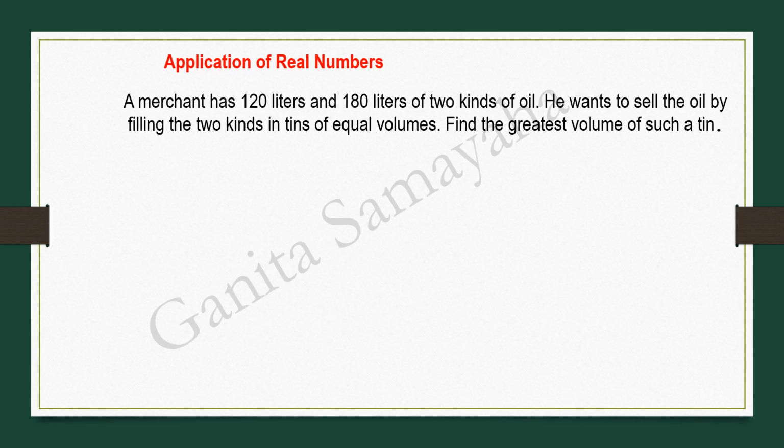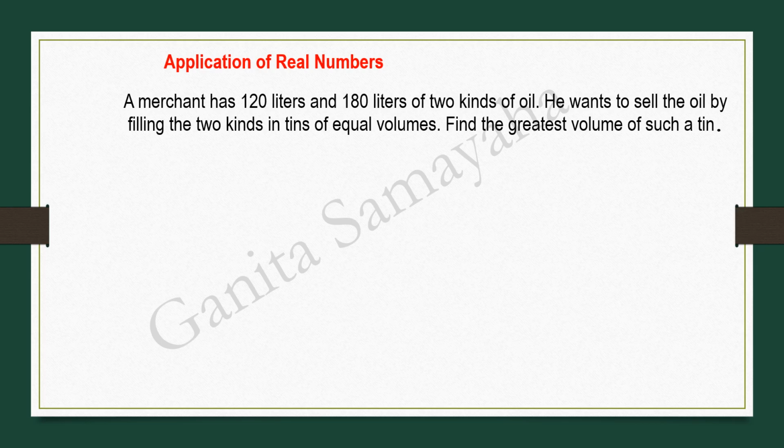I have a situation here, children. In the sense, there is a merchant. He has got two kinds of oils. Okay. One of 120 liters and the other of 180 liters. He wants to pack them all off in tins of equal volumes and then sell them. He doesn't want to sell in small amounts. He wants to just pack all of them in tins of equal volumes and just sell them off. Okay. So find the greatest volume of such a tin. So what can be the greatest volume so that he can sell all of them in equal quantity? That is the problem. Fine.